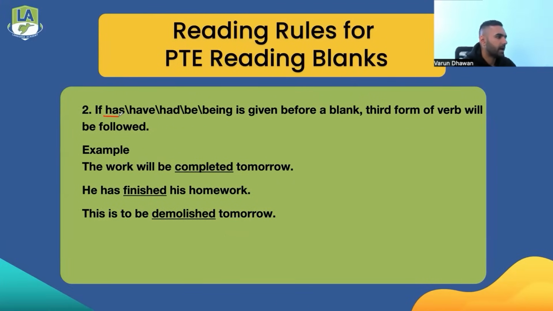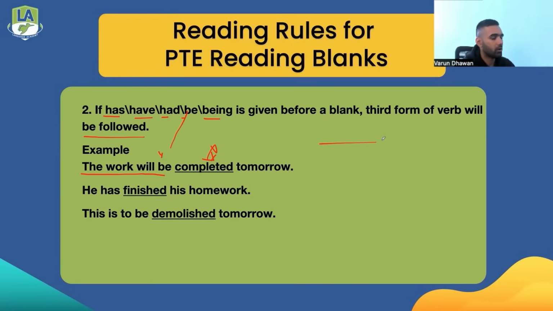Second rule, any blank after has, have, had, be, or being, you will use third form of verb. If there is a blank after has, have, had, be, being, third form of verb. For example, the work will be, third form, will be completed tomorrow. You'll never say the work will be completing tomorrow. The work will be completed tomorrow. All right. He has finished his homework.